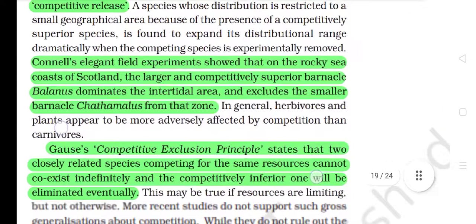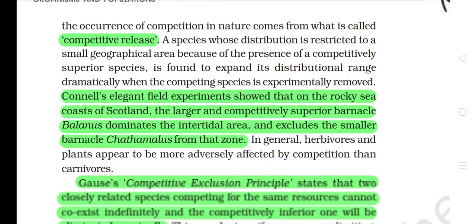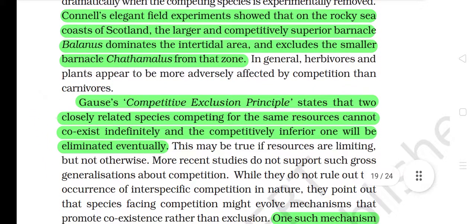A species whose distribution is restricted to a small geographical area because of the presence of a competitively superior species is found to expand its distributional range dramatically when the competing species is experimentally removed. Connell's elegant field experiment showed that on the rocky sea coast of Scotland, the larger and competitively superior barnacle Balanus dominates the intertidal area and excludes the smaller barnacle Chthamalus from that zone. In general, herbivores and plants appear to be more adversely affected by competition than carnivores.